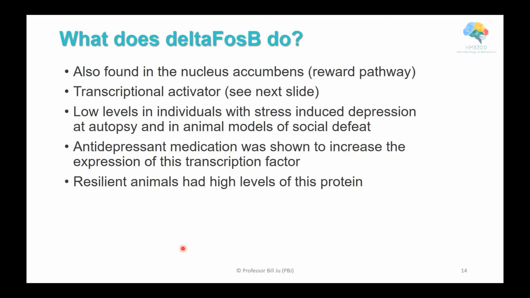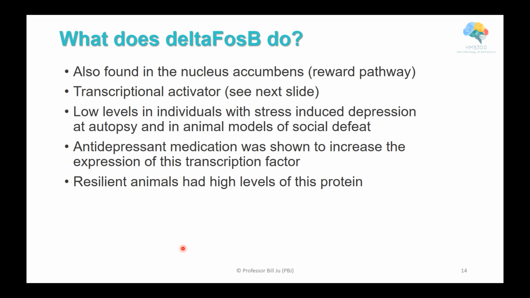So this delta FosB, as Yi-Wen was asking earlier, is not just in the periaqueductal gray, it's actually part of this reward circuit, and it tends to be a transcriptional activator. So we've been talking about VNTRs and transcription factors and turning on genes, and delta FosB in this particular series of slides is an important transcriptional activator. We have a lot of it. It's very important within the brain, and I'm going to show you this on the next slide. It tends to be lower in individuals with stress, and I'm talking here about individuals in an animal model sense.